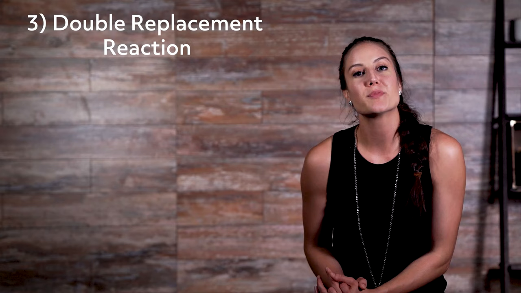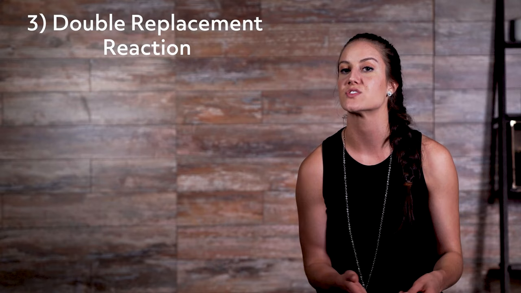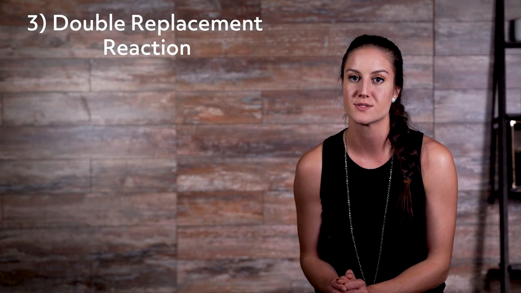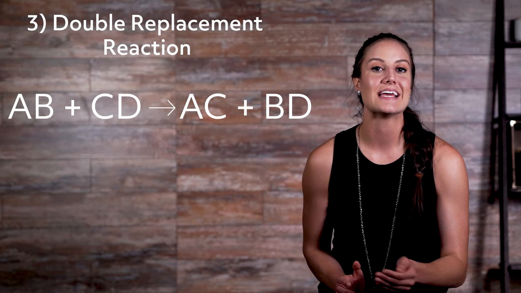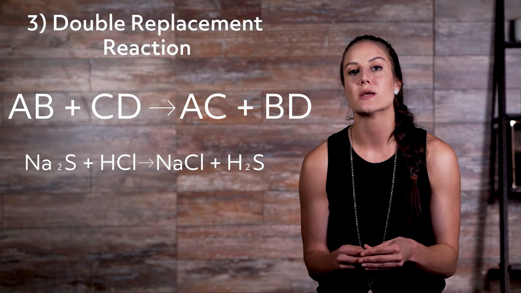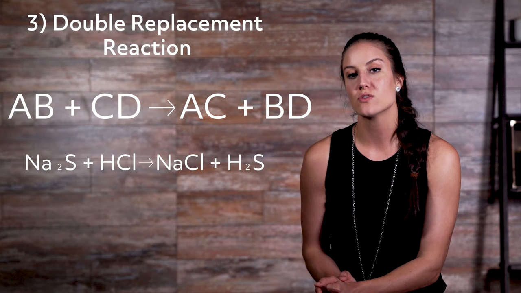A double replacement reaction can be defined as a chemical reaction in which the ions of two compounds swap with one another within a liquid solution and configure two new compounds. Here's what that looks like in equation form. AB plus CD yield AC plus BD. An example of this is the combination of sodium sulfide and hydrogen chloride to produce sodium chloride and hydrogen sulfide.